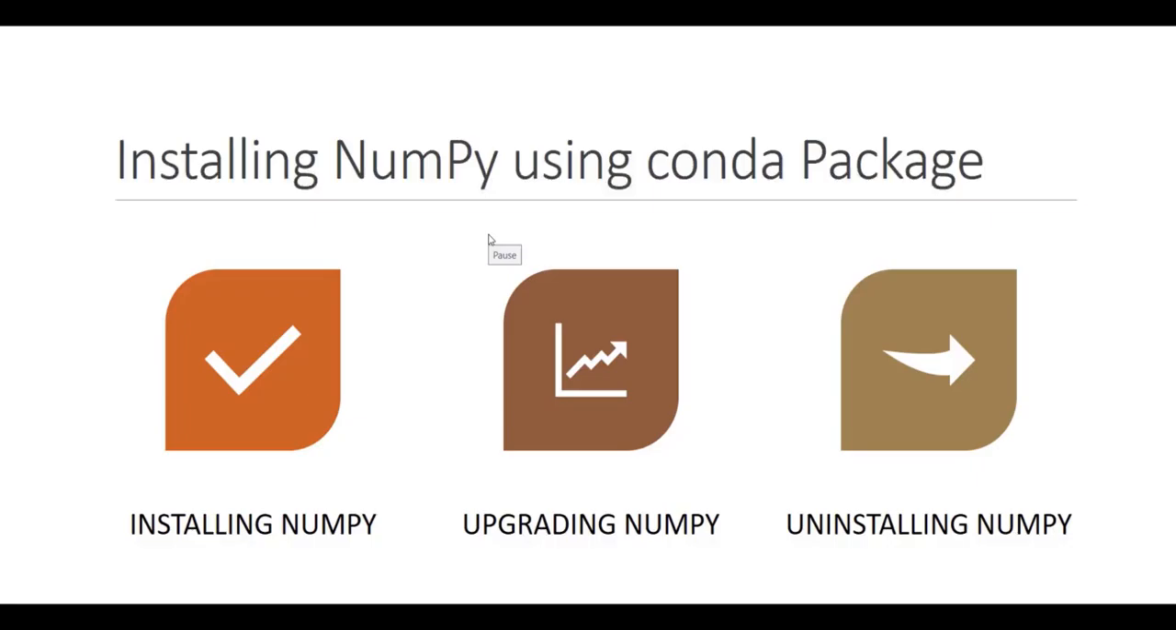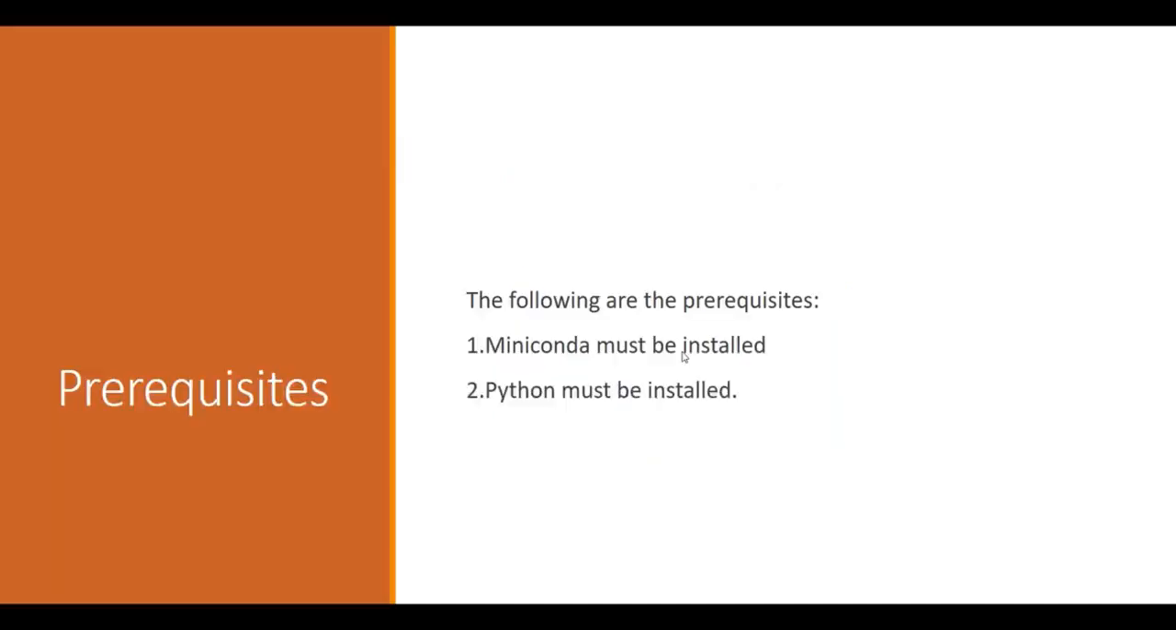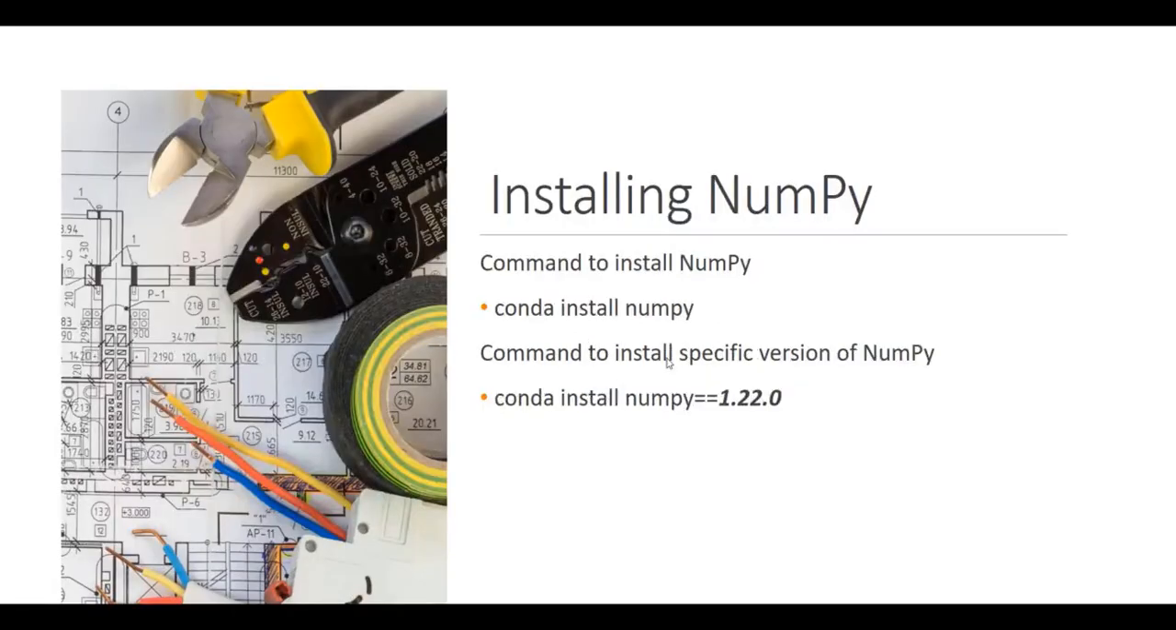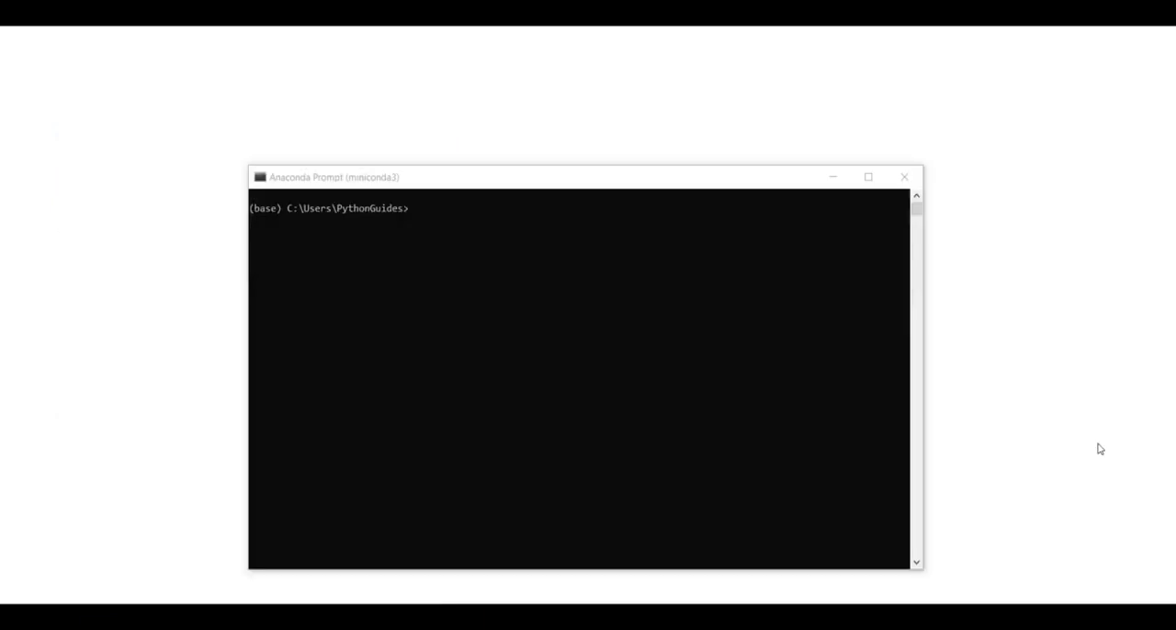Now we will learn how to install NumPy using conda package, and we are going to cover upgrading and uninstalling of NumPy. So before we start with the installation of NumPy, we must make sure of the following prerequisites. Make sure Python and miniconda are installed in your system. Basically Python comes pre-installed with miniconda. Now let's start with the installation of NumPy. To begin, we have to open the miniconda prompt on our system. Here you can see that the Anaconda prompt is open.